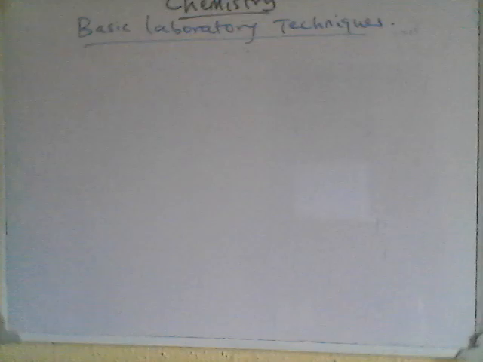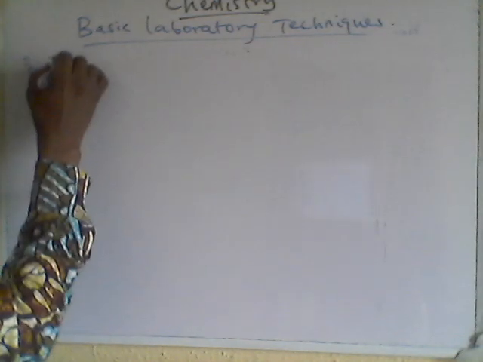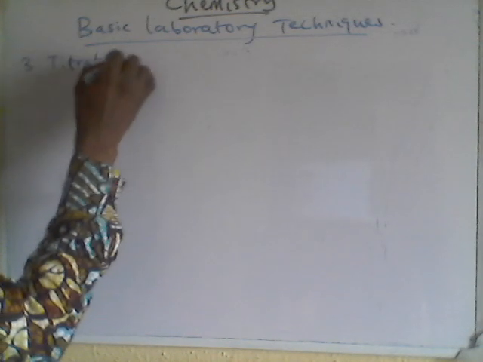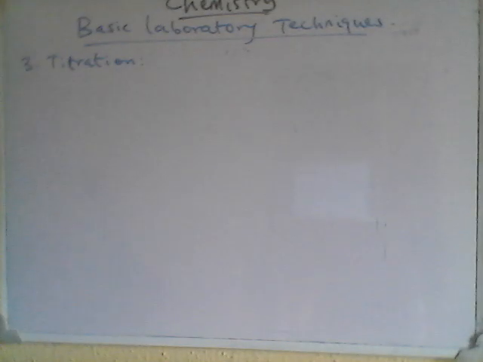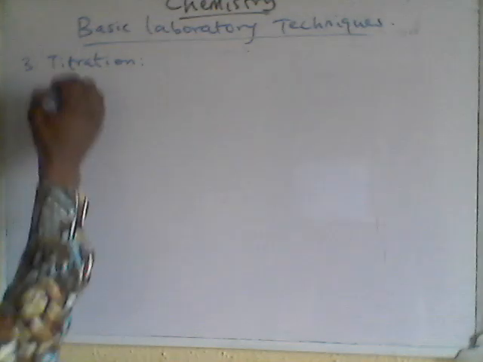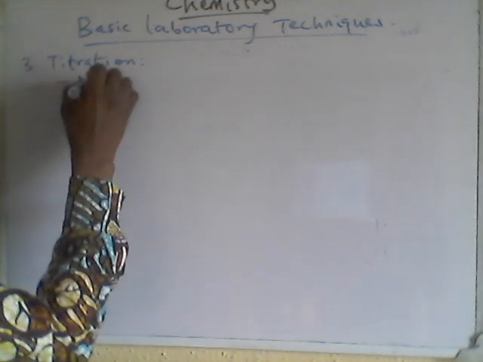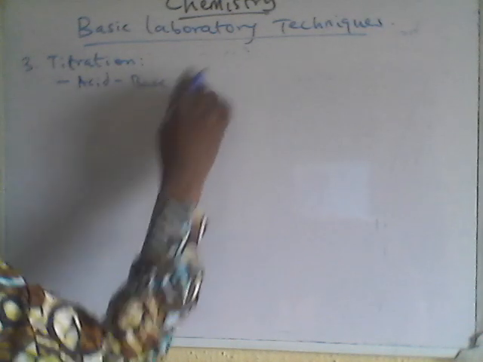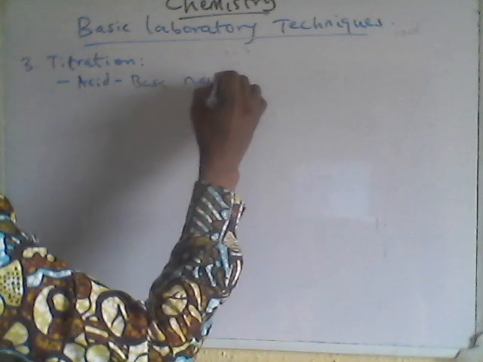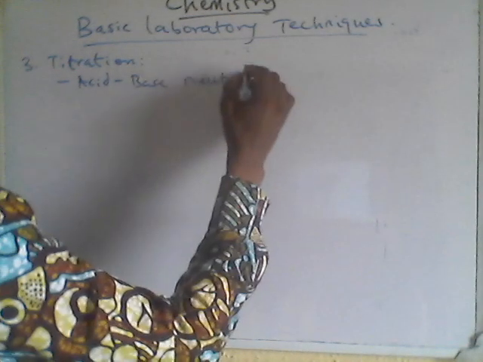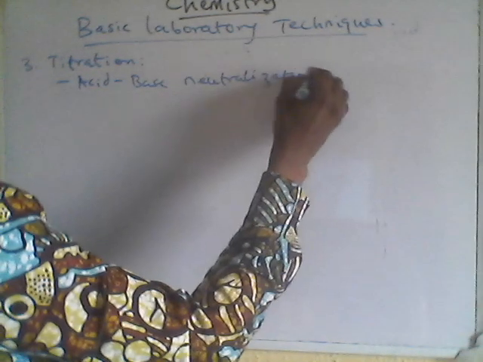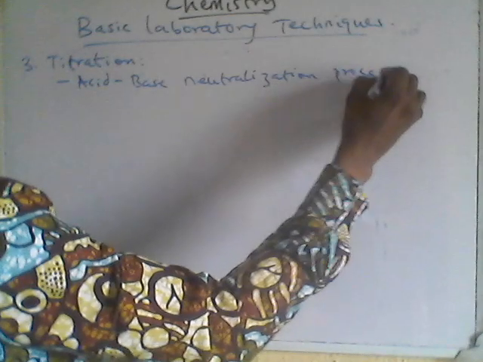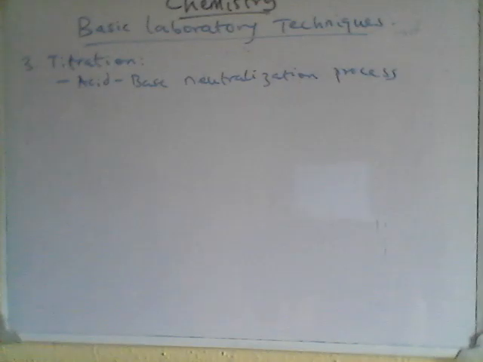The third laboratory technique under consideration is titration. What is titration? Titration we will do in the lab. It is an acid-base neutralization process. This is where you mix acid and base to have neutralization. You understand? We add acid to base.